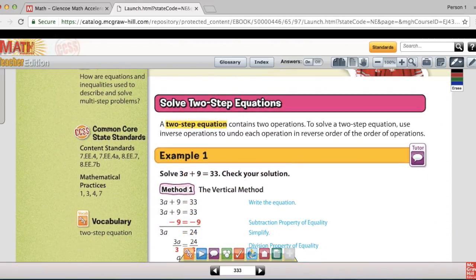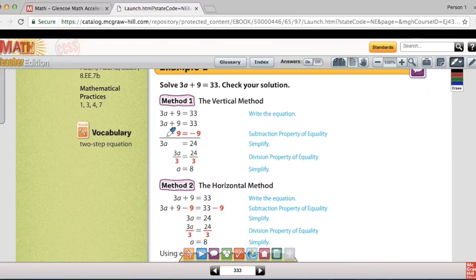So the definition of a two-step equation: it contains two operations, and we use those inverse operations. Remember, those inverse operations undo things so that we can isolate the variable. So on example 1, remember that I told you that your first step is probably going to be to add or subtract. In this case, we're going to subtract the 9 because 9 minus 9 is 0. And we don't write a 0 here because that just clutters things up. So we do, however, take 33 minus 9 to get to 24.